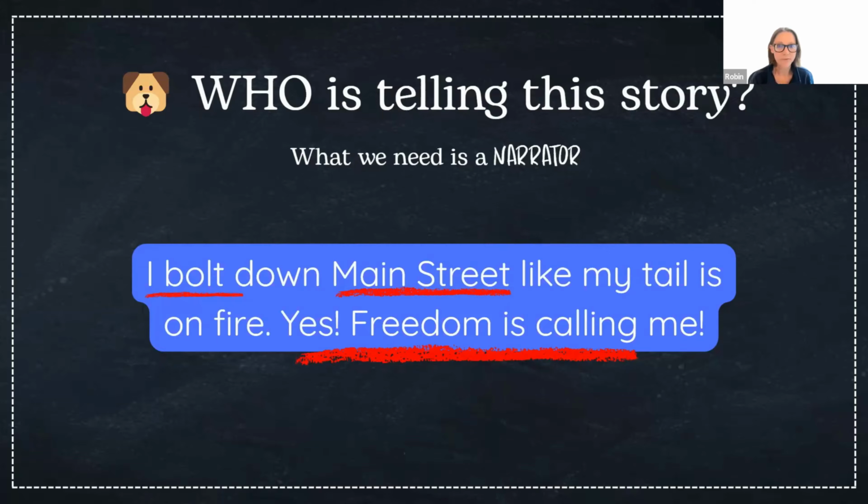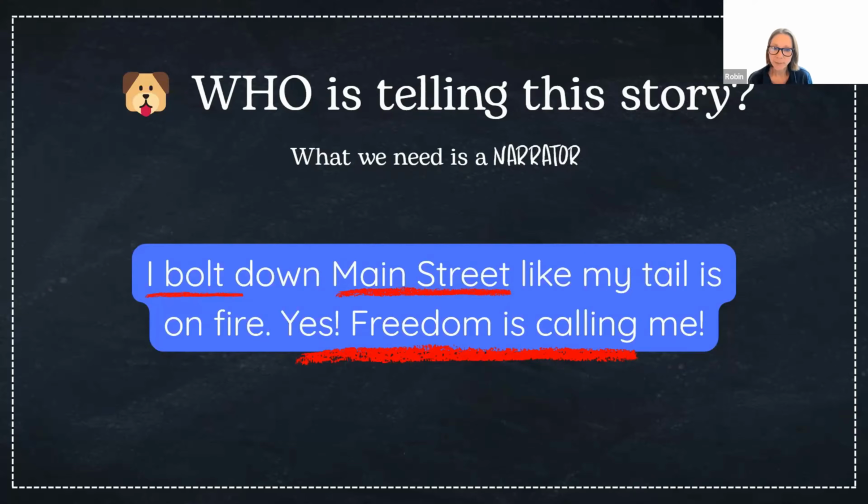You can certainly write from the perspective of an animal. It's called personification, and we'll do that in another video. So you bolt down the street. Obviously, you're trying to get somewhere really fast for a reason. Still going down Main Street. The tail is on fire, so they really, really need to get going. It's not literally on fire. It says like my tail is on fire. So if it was on fire, you'd be going really fast. And then the dog says, yes, freedom is calling me.